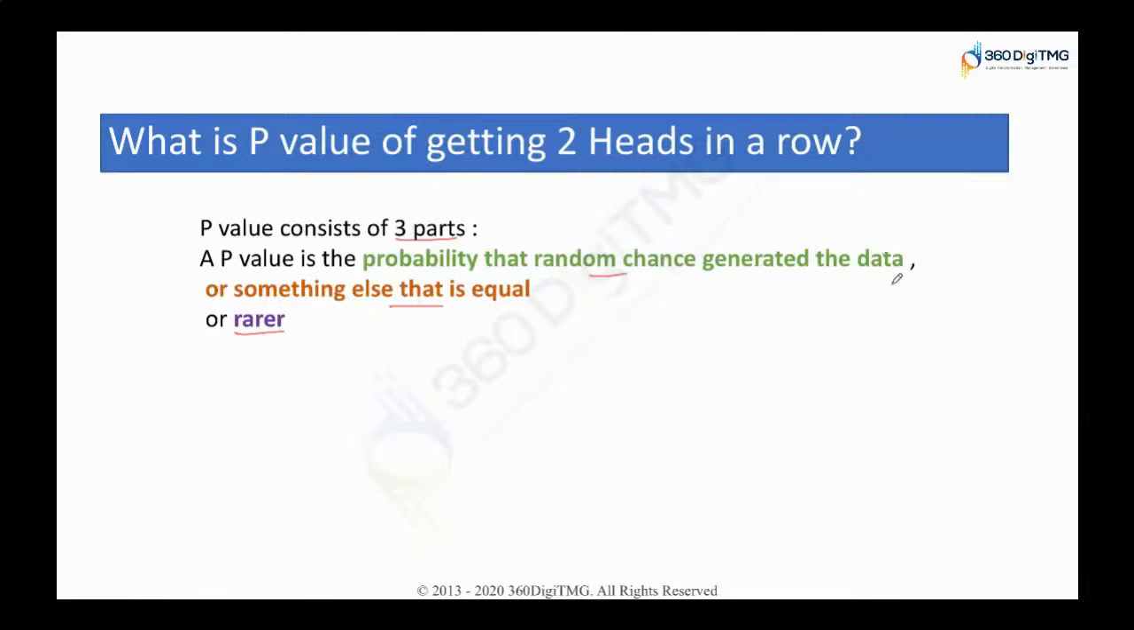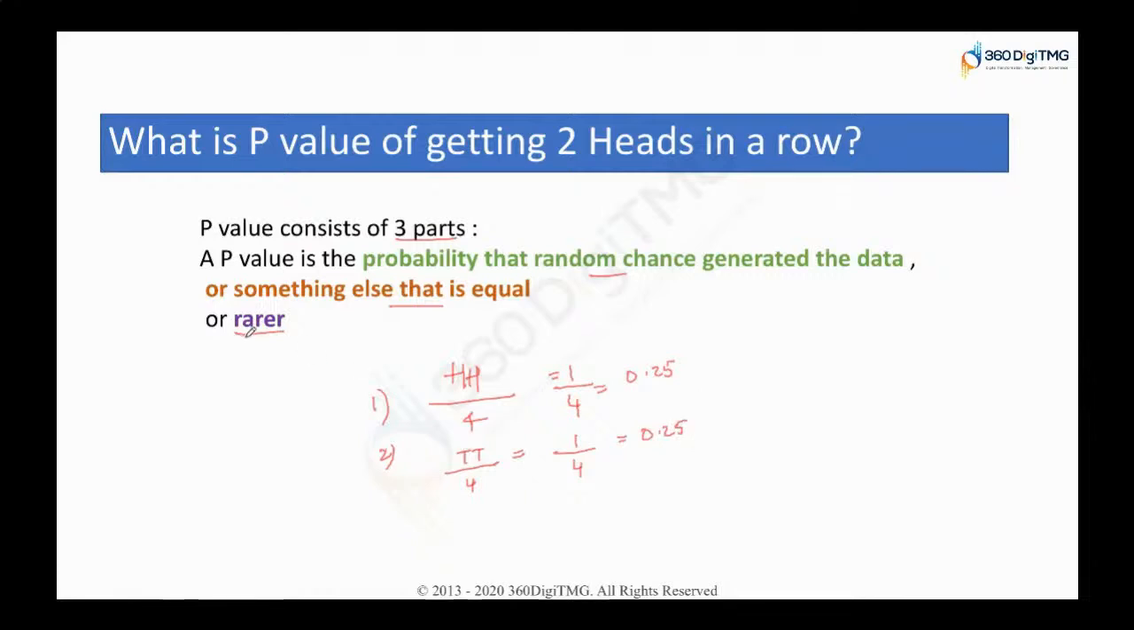The probability for the random chance generated is head and head, 1 by 4. This is the first case. So the randomly generated first part will be 1 by 4, which is equal to 0.25. Now the second part is something else which is equal. Something else which is equal to head and head is tails and tails, which is getting the same thing. So that is equal to 1 by 4, which is equal to 0.25.